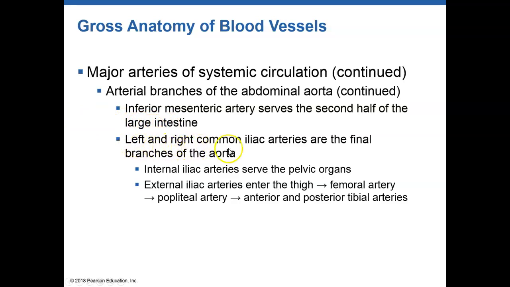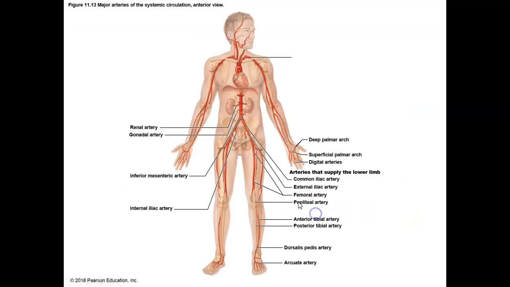We have a left common iliac artery and a right common iliac artery that branch off from the aorta, and the aorta is no longer there once we get into the iliac arteries. The internal iliac serves pelvic organs. The external iliac serves our thighs, and then moves into and becomes the femoral artery, popliteal artery, and anterior and posterior tibial arteries. So here's your iliac, and as it moves down, so this is a common iliac artery.